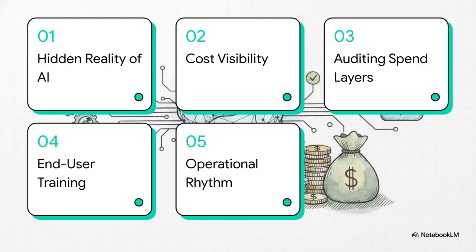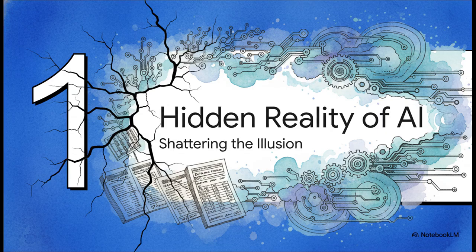First, the hidden reality of AI spend, then establishing cost visibility, auditing the spend layers, end user training, and finally, setting up the new operational rhythm. Section 1. The hidden reality of AI, shattering the illusion.